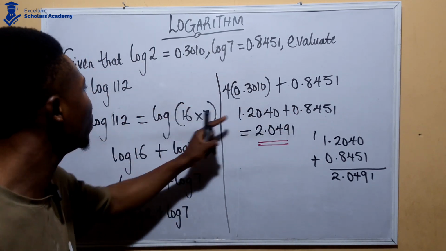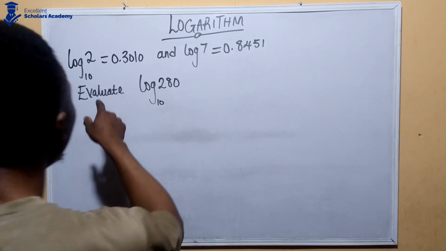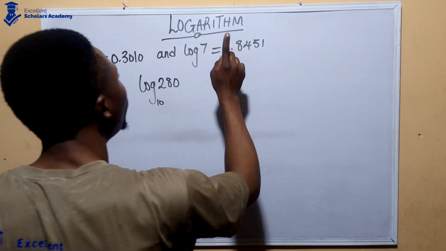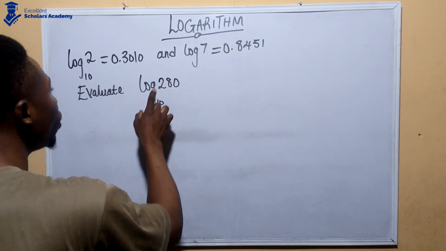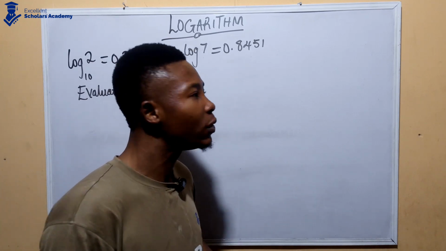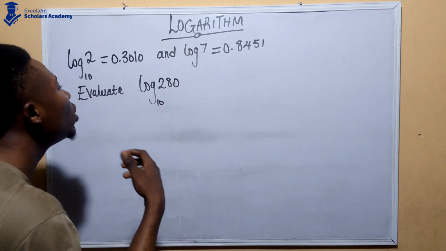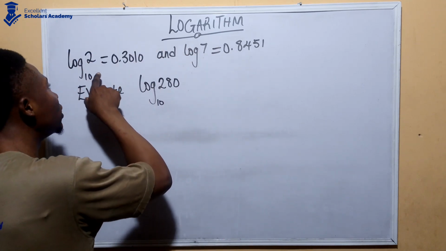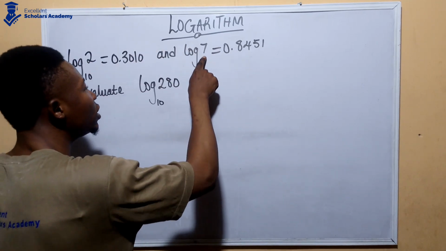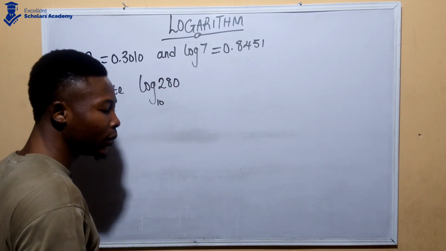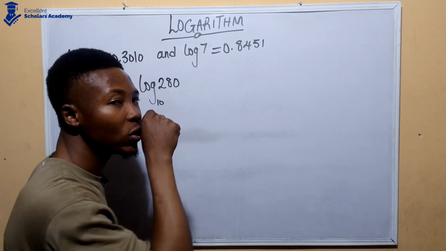So if we evaluate this, we are going to have this. Log 2 is equal to 0.3010 and log 7 is equal to 0.8451. Evaluate log 280. Like I said in the question we saw previously, you must be able to think of a number that gives you what you are given. You are seeing log 2 and log 7, so you should be able to express 280 to have 2 and 7. That's how you solve questions like this.